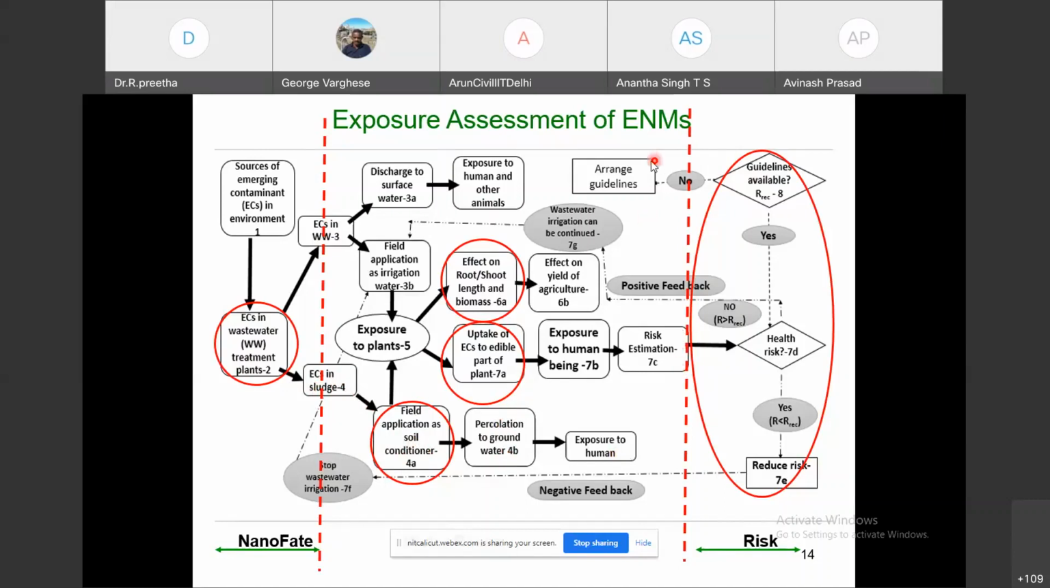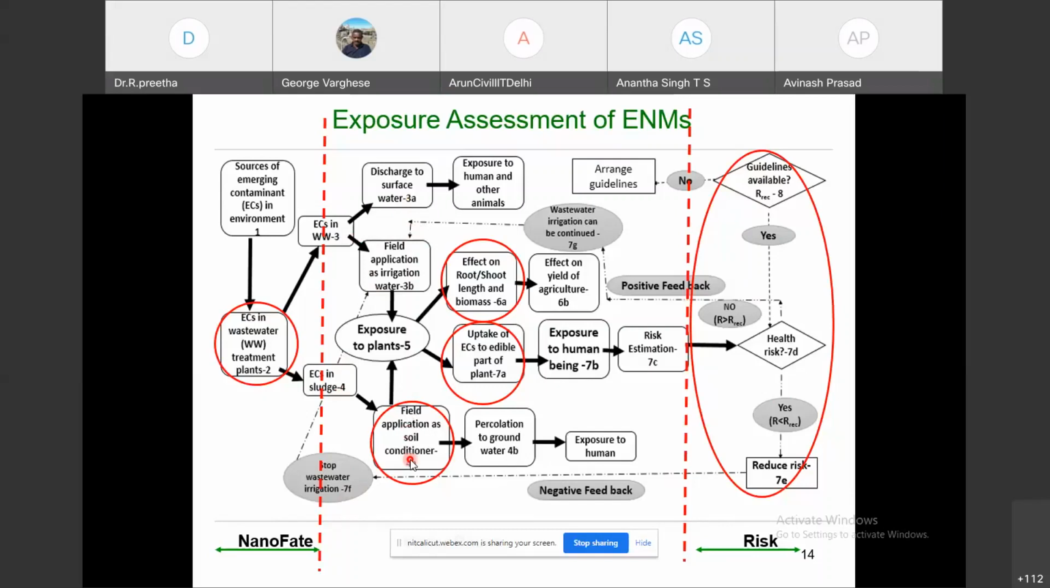Whenever we have a chance of human exposure, we have to see how to estimate the risk. We will do some risk calculation and get some number. Then we have to compare it with the guideline, and depending on the availability of the guideline, we will come to know whether we have a risk or not. If there is a risk, obviously it gives us negative feedback, and we have to do more treatment before we start using this wastewater effluent or sludge for discharging to the environment or for agriculture activity.